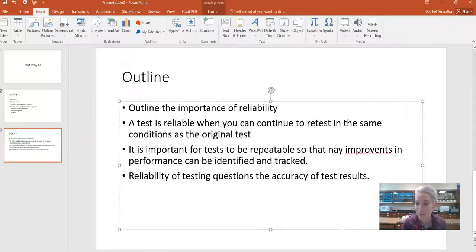So there's a fun fact. You want to know what exactly it's doing. Here I've got the definition, I've got why do I care, and my fun fact is really referencing the reliability of testing questions, the accuracy of test results. That's a fun fact. That's being very specific about what reliability does and why reliability is important. And it's a distinguishing feature because it's different than the other terms that fall into this category.